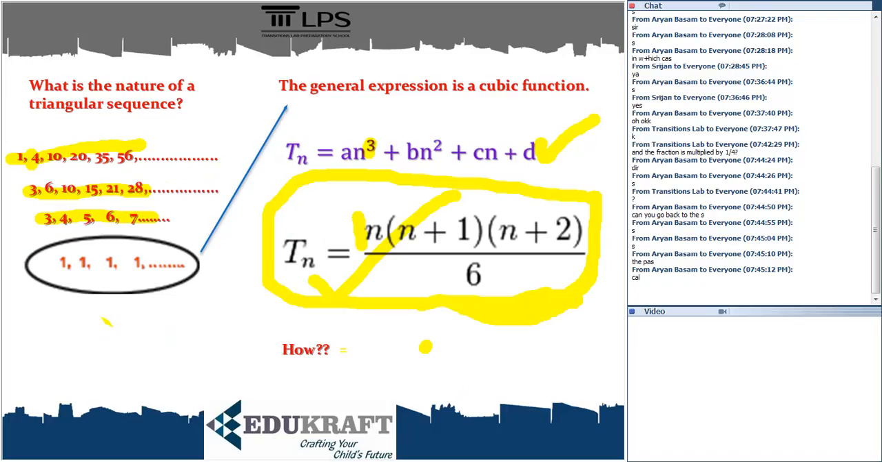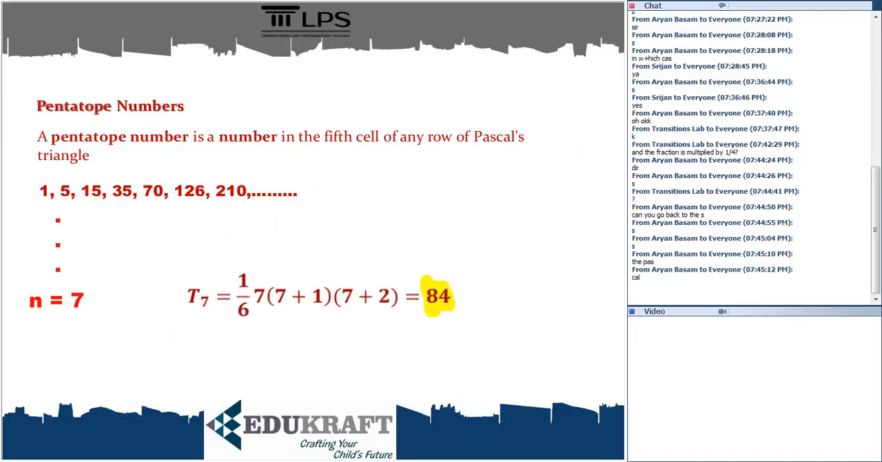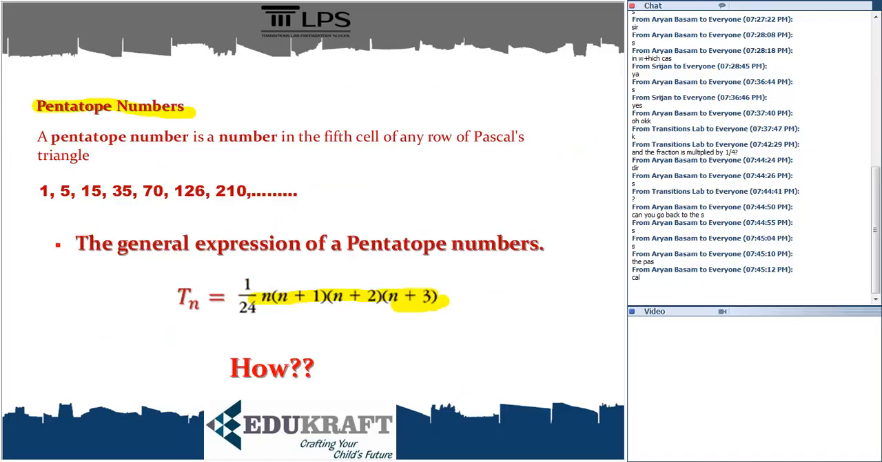And same way, when I go to the pentatope numbers, the general expression turns out to be this. In the pentatope numbers, obviously the highest power or the highest order is 4, and therefore the common difference you are going to derive in the fourth stage. But it's a lengthy process, and I would leave it upon the class to work on this assignment.